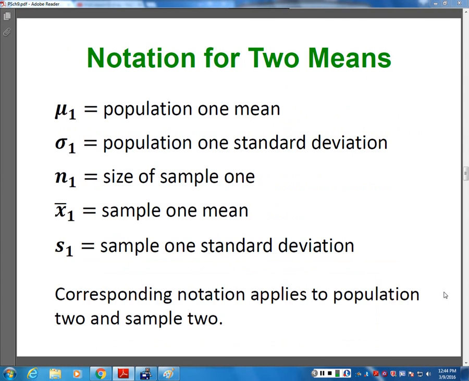Here again is the notation for two means. Mu sub 1 is the population 1 mean, sigma sub 1 is the population 1 standard deviation, n sub 1 is the sample size of sample 1, x bar sub 1 is sample 1's mean, and s sub 1 is sample 1's standard deviation. Corresponding notation applies to population 2 and sample 2. They would have sub 2's instead of sub 1's.